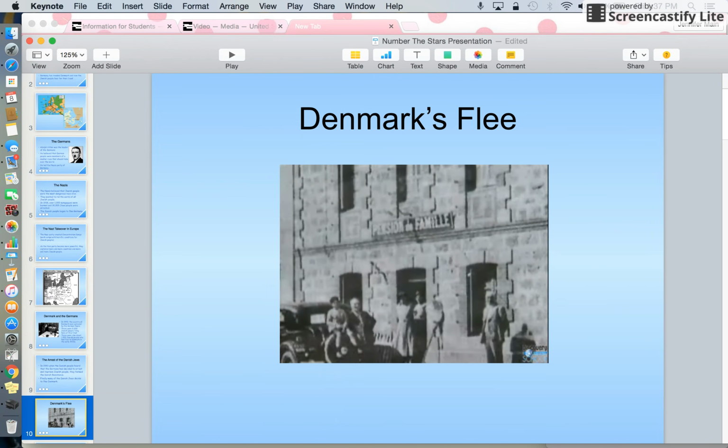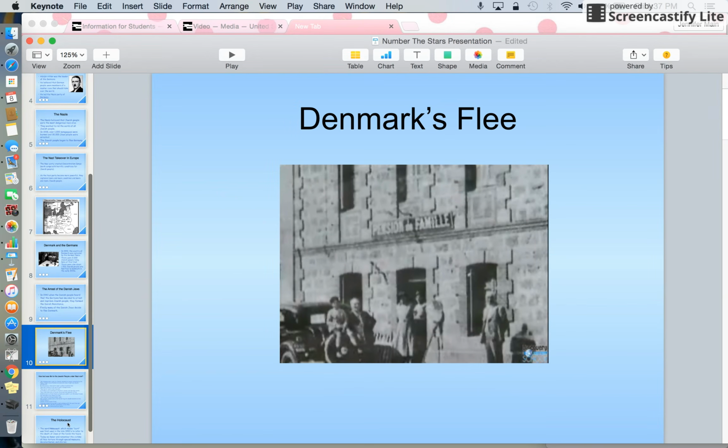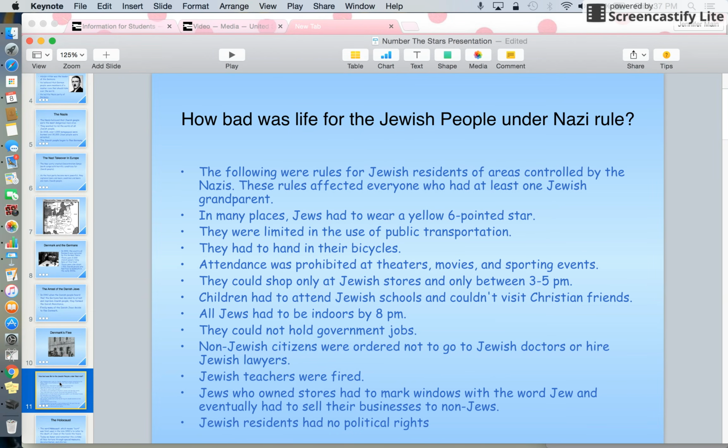This is a photo of certain Danish people who were getting ready to flee their homeland to find safety. You might be wondering, how bad was life for Jewish people under the Nazi rule? Pick any adjective that goes along with horrible. There were many rules that Jewish residents had to abide by, and the rules were enforced by the Nazis. These rules impacted anybody who had at least one Jewish grandparent.